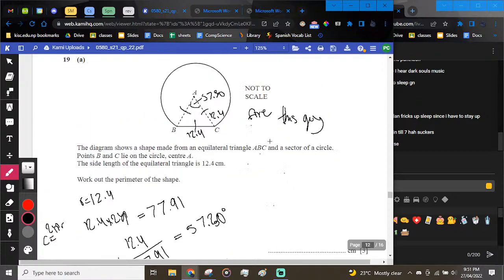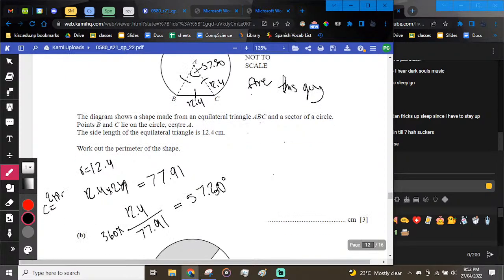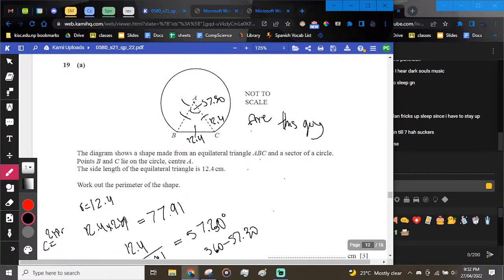And now we can work out what this would have been if it was round. Subtract that. So now we know that 360 minus 57.30 is how much we have of the rest of the triangle. The rest of the triangle, this big boy, 302.7 degrees.